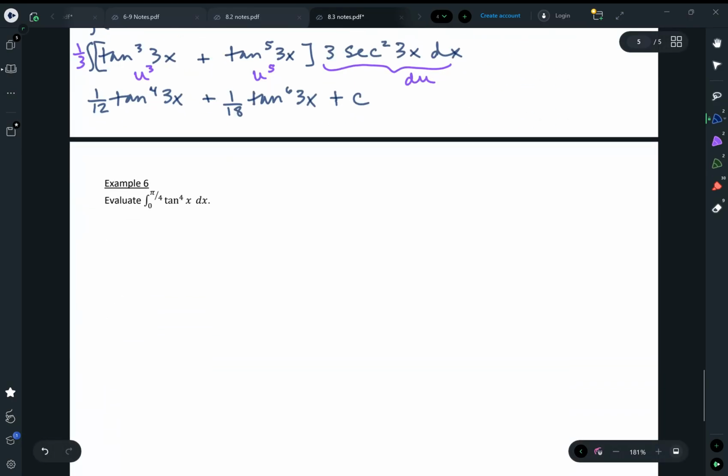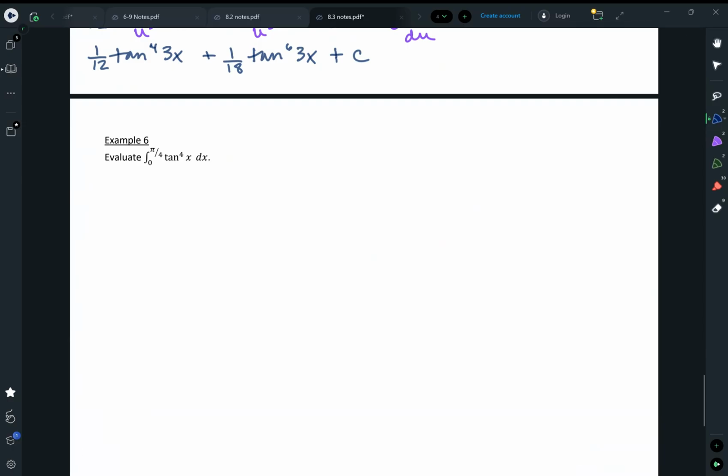Two more problems here. The next one is a definite integral. Tangent is just all even, right? All even, tangent only. So this is when I want to use Pythagorean. That's because if I have a secant squared, I can integrate that, but I can't integrate a tangent squared or anything. So let's go ahead, 0 to pi over 4.